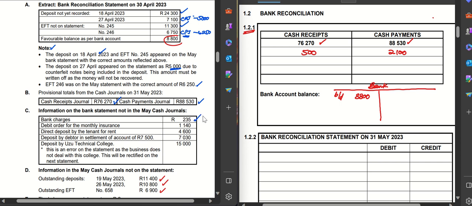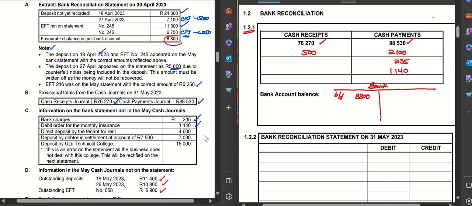Bank charges 235. That simply means I'm going to record in my CPJ 235 for bank charges. The next one is going to be debit order for monthly insurance. So I'm going to come here. My monthly insurance is 1,140. So I'm going to come here, 1,140. That is my monthly insurance.